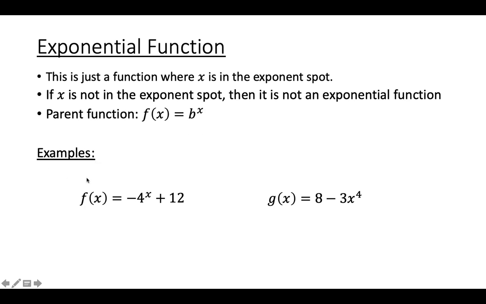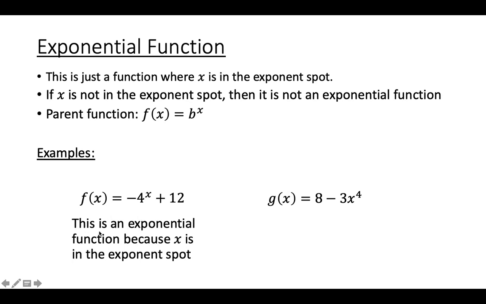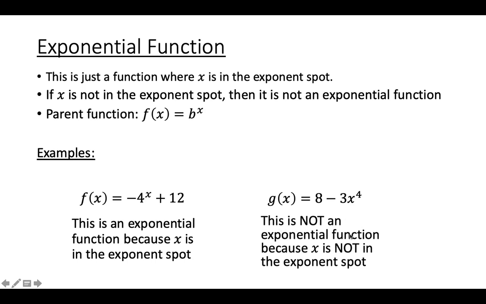So if we look at the examples here, the first one, f of x equals -4 to the x plus 12. So this is an example of an exponential function because x is in the exponent spot right there. If we look at this other example, g of x equals 8 minus 3x to the fourth. Well, that one is not an exponential function because x is not in the exponent spot. X has its own exponent, but x is the big letter down here. It's not in the exponent spot, so it is not an exponential function.